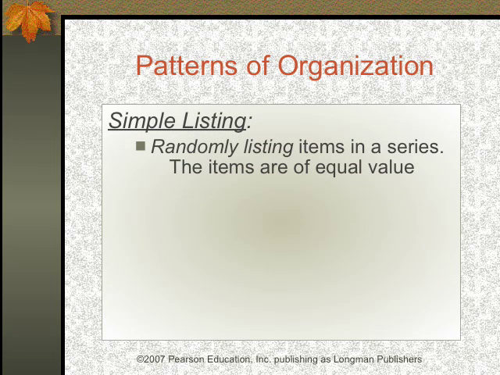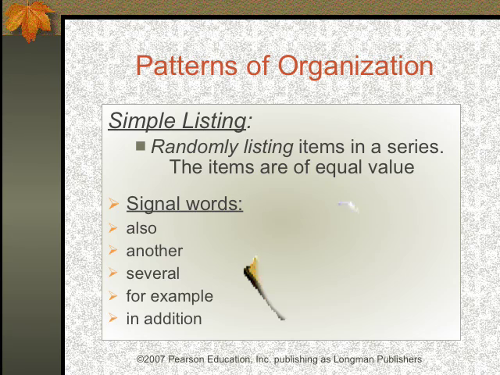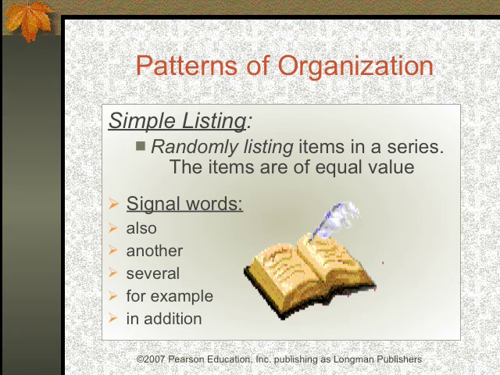Patterns of organization. Pattern 1, simple listing. Simple listing: randomly listed items in a series. The items are of equal value, like a grocery list. I need milk, bread, sugar, but one is not more important than the other. You'll see signal words like also, another, several, for example, or in addition. Often that lets you know, look at me, I'm a listing pattern. So you can distinguish what kind of pattern it is and easily identify and organize that information.